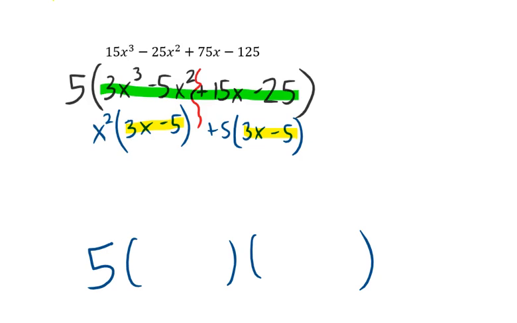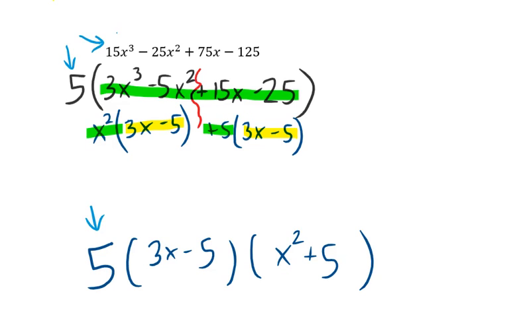this factors into 3x minus 5 times x squared plus 5. And I make sure that I still have this 5 in front, because it was in the front here, because it was the GCF of this whole thing.